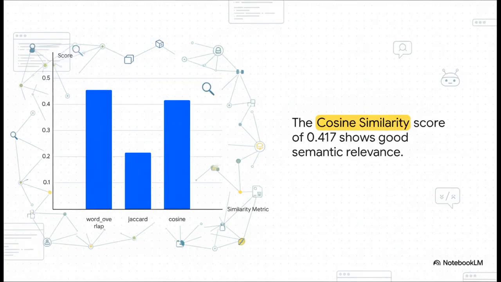Okay, but does it actually find the right information? The data says a big yes. This chart here shows a metric called cosine similarity. Now that sounds complicated, but all you need to know is that a score like 0.417 is a really strong signal of semantic relevance. In plain English, it means the tool is really good at finding the exact piece of text that answers your question.